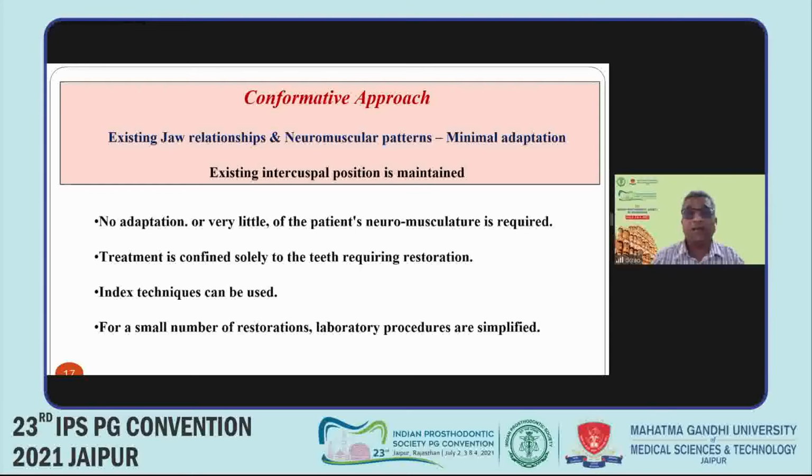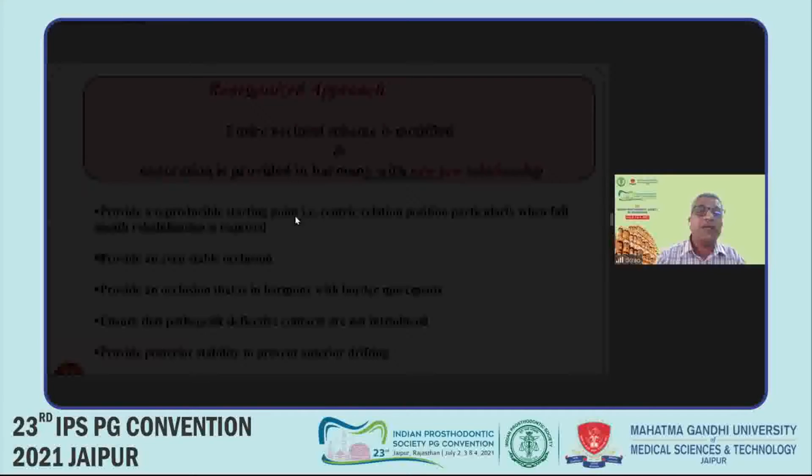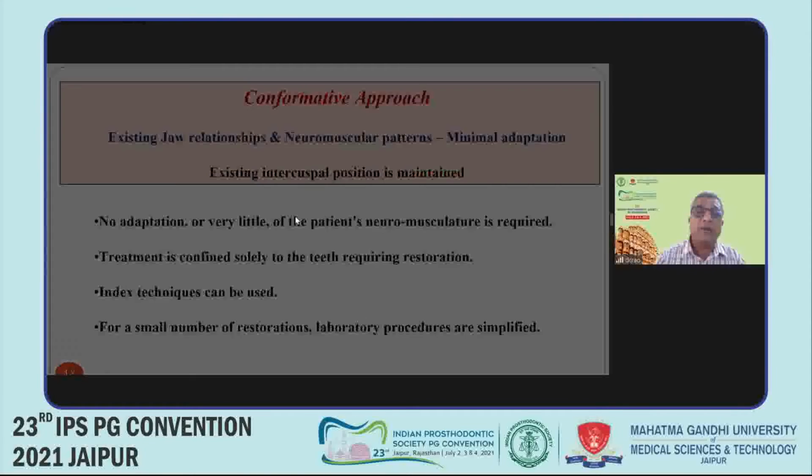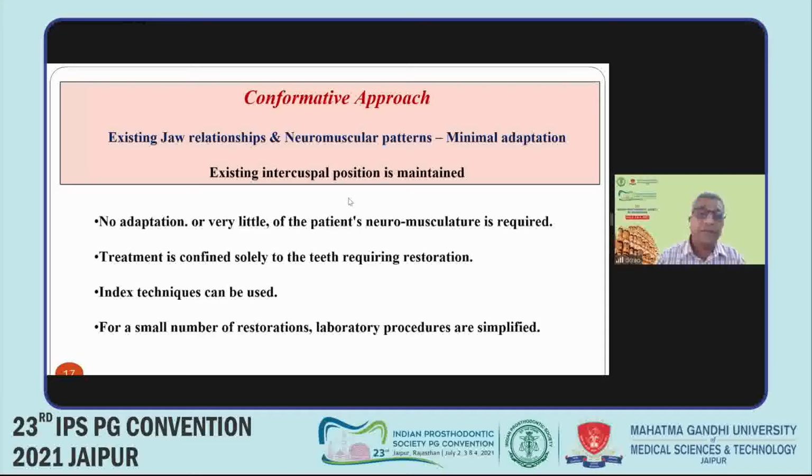So one of the best advantages you get is minimal adaptation by the individual, and it can be confined solely to only some of the teeth which are required. Index techniques can also be used so that it is easy to fabricate. It is easy to do. For a small number of restorations, the laboratory procedures are also very simple. I will be explaining again the kinds of posterior occlusal schemes you have to go ahead with.